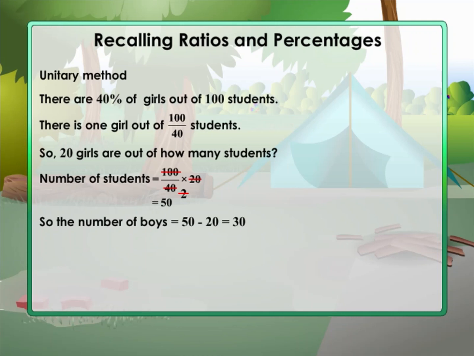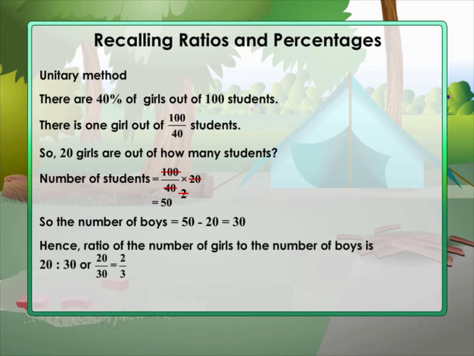So, the total number of boys is equal to 50 minus 20, which is equal to 30. Hence, the ratio of number of girls to the number of boys is 20:30, or 20/30 is equal to 2/3. We can also write 2/3 as 2:3.